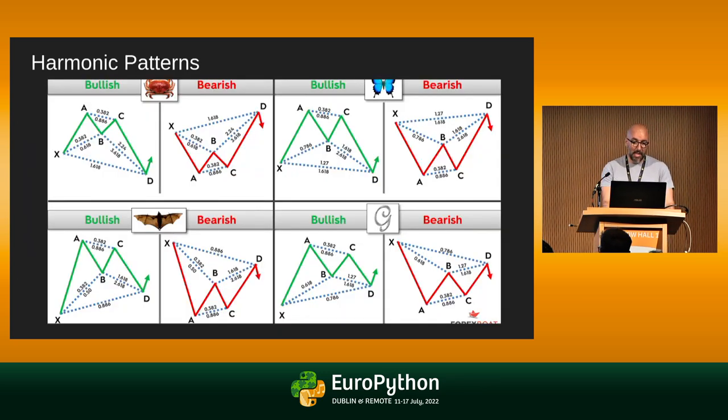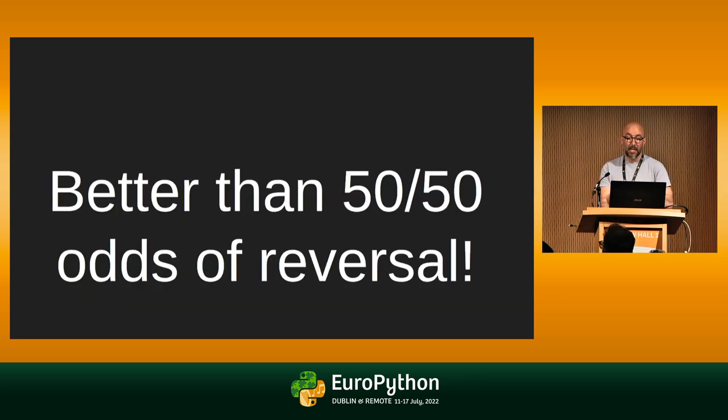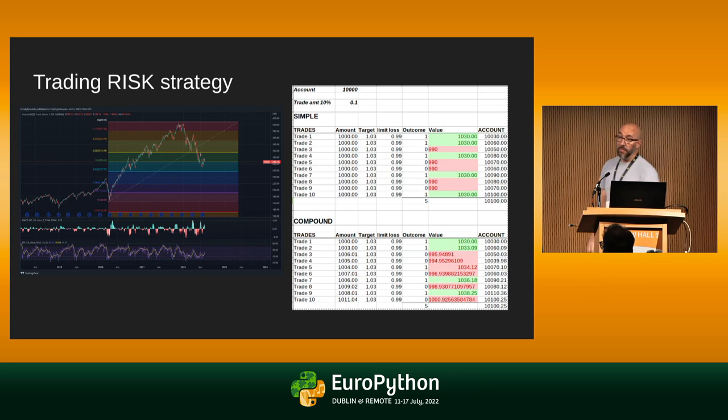Anyway, back to the patterns. They're for memory, if you know what you're looking for, right? You know the price trend, you know the patterns, you know about Fibonacci, you know what you want. You have a better chance than 50-50 of predicting a reversal now. And all you need is 50-50, believe it or not.